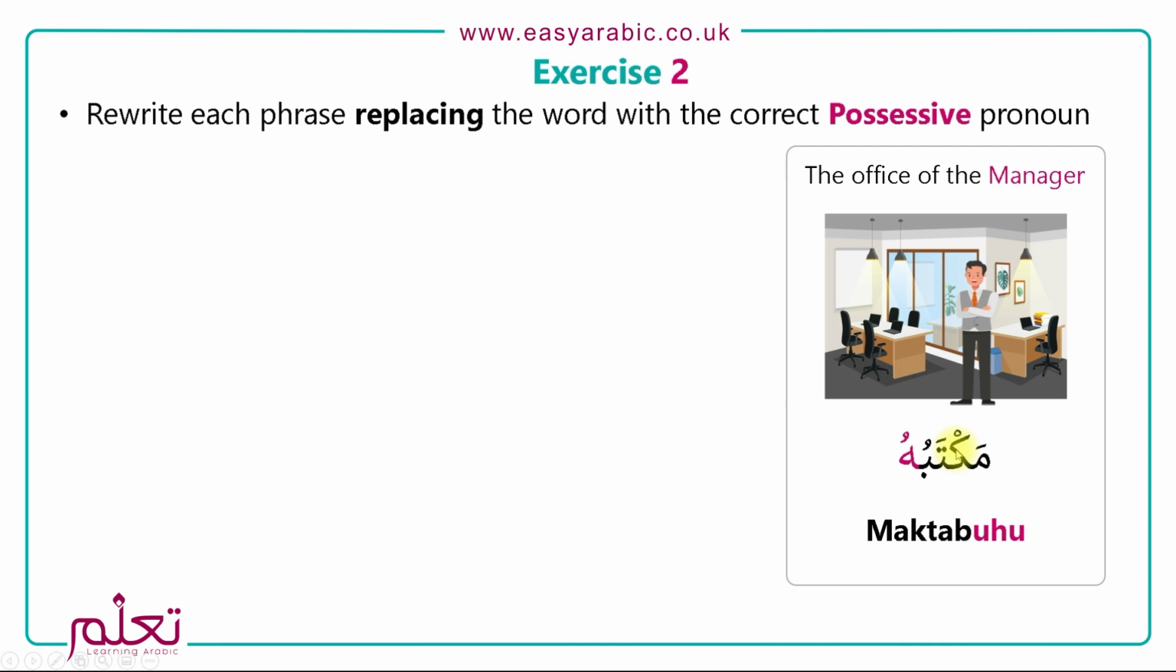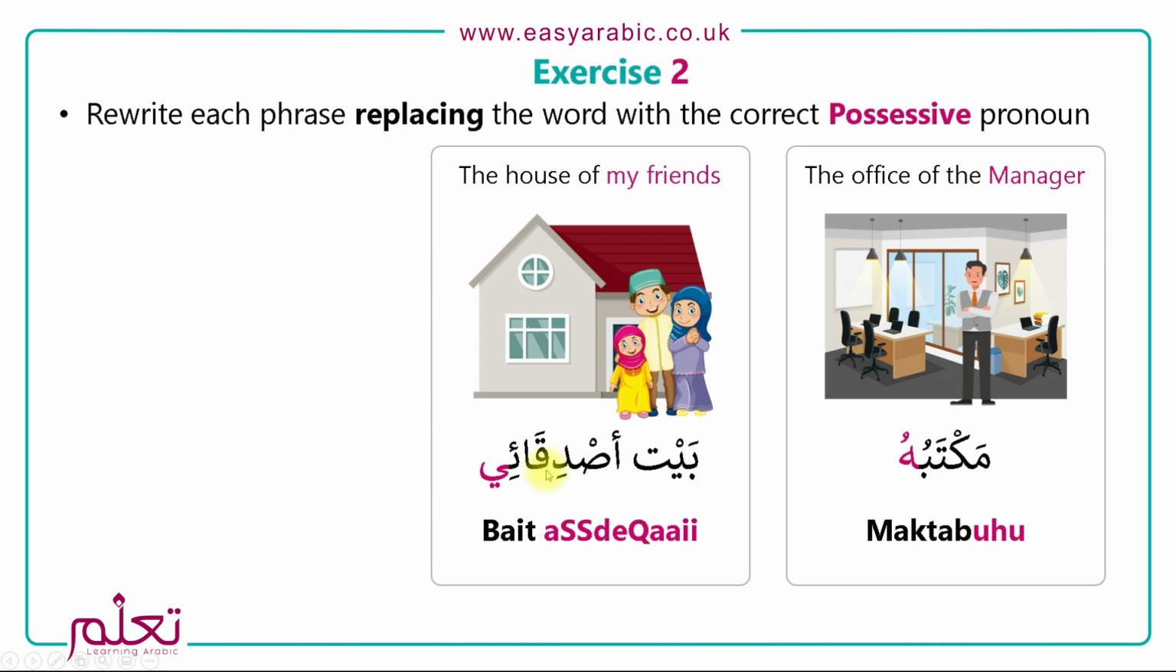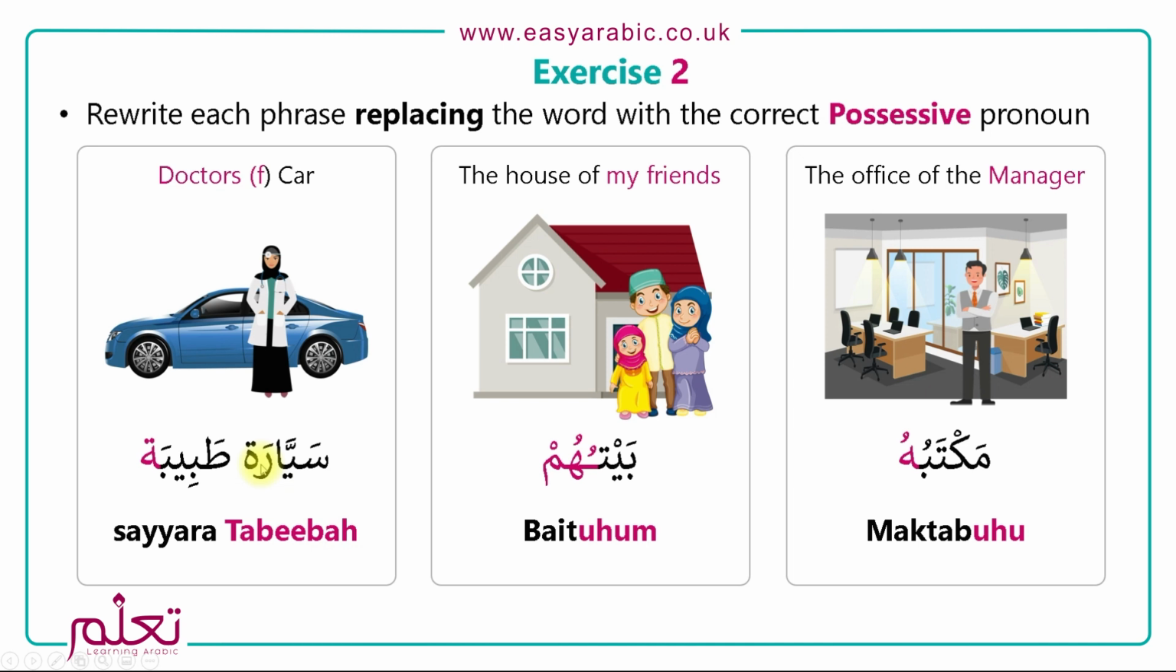Yeah. Next one is the bait astiqai. Bait astiqai, so it is my friend's house. Astiqai is plural, so we're going to say it is their house. Okay, so it would become baytuhum. Baytuhum.